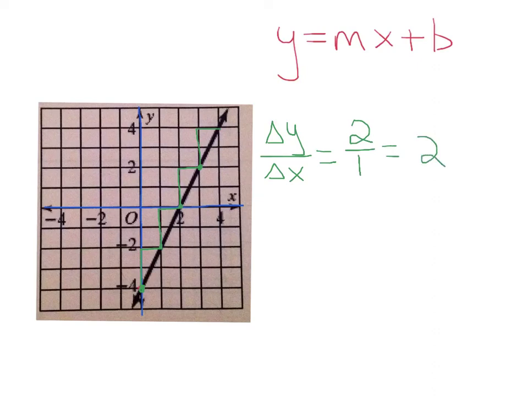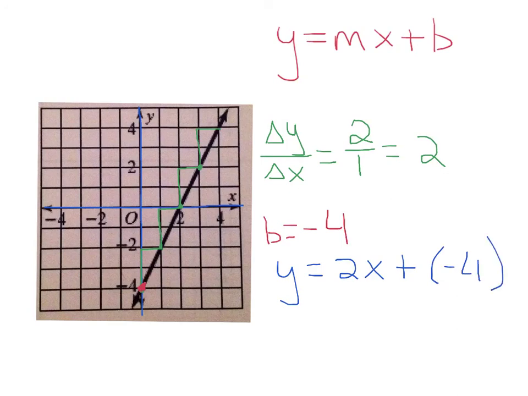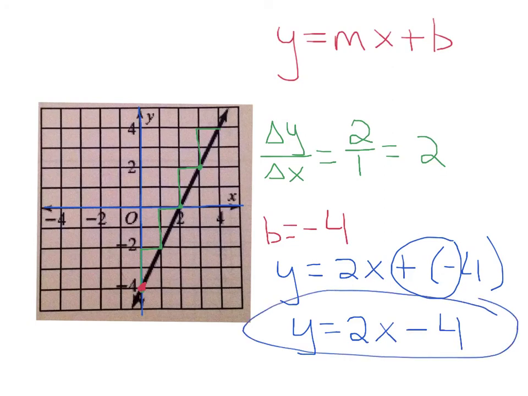And then the y-intercept, it crosses the y-axis at negative 4. So when we write the equation, y equals 2x plus negative 4. And you can actually, when you have this plus negative, rewrite it as just y equals 2x minus 4. So there is your equation.